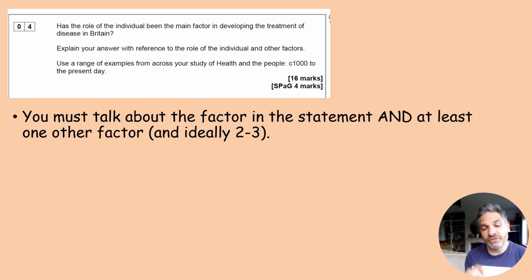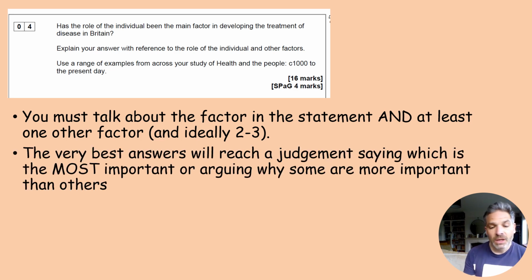So look at that date, underline it. The other thing that's really important is you've got to talk about the factor in the statement. So in this case, if you look at it, it's about the role of the individual. So you have to talk about individuals in this answer, but you really want to talk about at least one other factor, and ideally maybe 2 or 3 more. But do talk about the one that is in there. That's really, really important. Now, the best answers, because this is an essay question, will reach some sort of judgment saying which was the most important, or arguing why perhaps some of the factors are more important than others, or how they connect. But most of the mark will lie in talking about those factors and how they've influenced something.